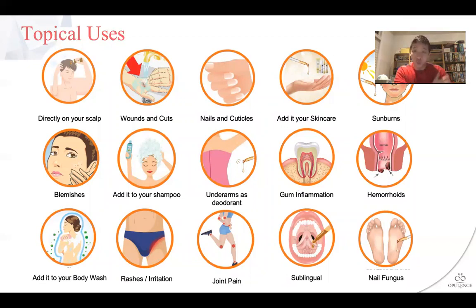I just apply it 2, 3 times or 4, 5 times a day on the sunburns, and you don't actually get that peeling or painful soreness to it. It's really quick at healing the skin. Great at blemishes, adding it to your shampoo. Some people do use it on their underarms as a deodorant because this is antimicrobial.